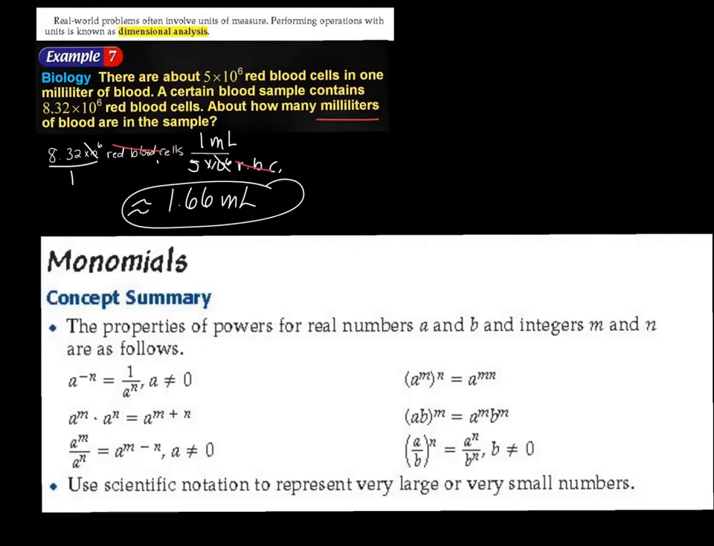Okay, we did all of these topics probably over an entire chapter in Algebra 1 that we just summarized in one lesson. We have negative exponent means reciprocal, power times power, add exponents, power divided by power, subtract, power of a power, multiply, power of a product or a quotient, raised to the same power, and scientific notation can be used to represent very large or very small numbers.